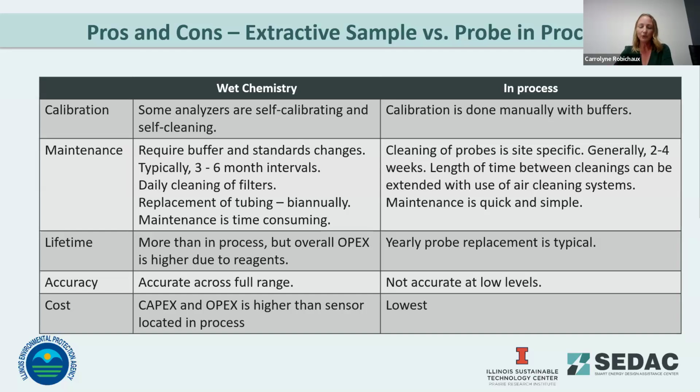Manual calibrations, right? You're removing that probe from the process. Let's see if I didn't cover anything on there. Again, ion selective electrodes, just like DO, you are going to have to do manual cleaning. You can do an air blast, air compressor to help keep it clean over a longer time before you have to do a manual clean.